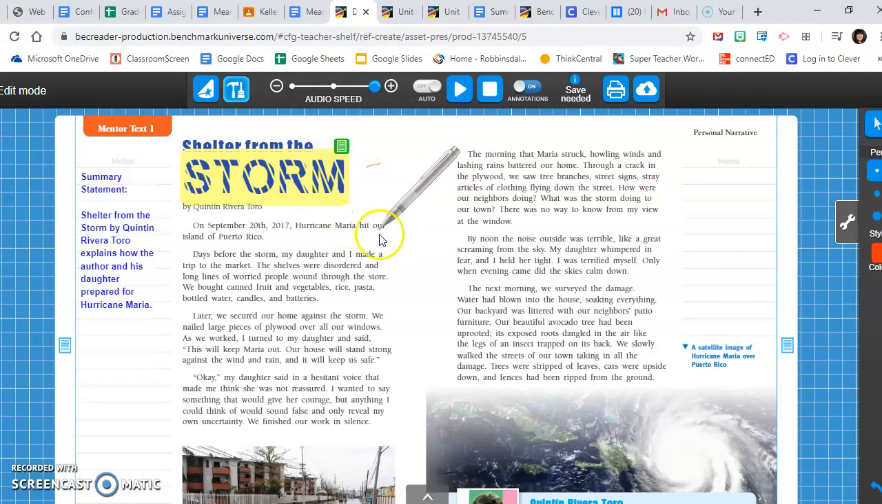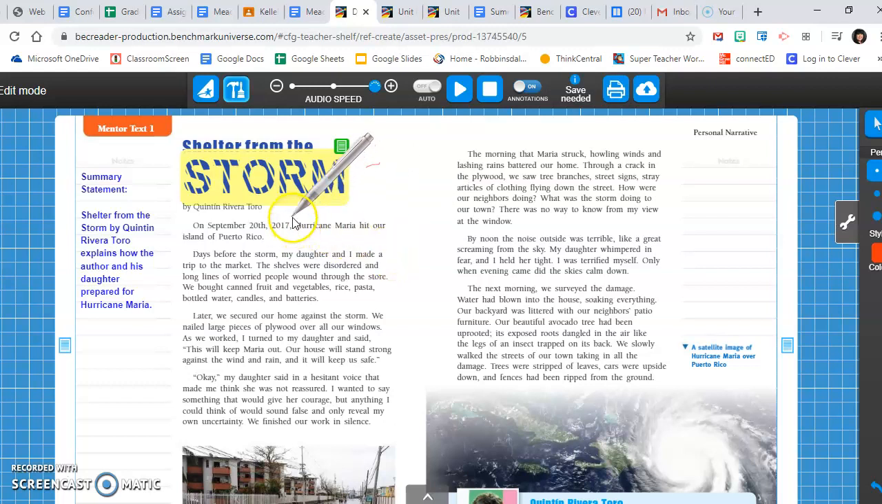Okay, now I'm going to reread through this, and I need to identify those important details. What's the main stuff that this page tells me? I'll be putting this in my own words in a bit, but right now I'm just looking for those main details. Okay? On September 20th, 2017, Hurricane Maria hit our island of Puerto Rico.